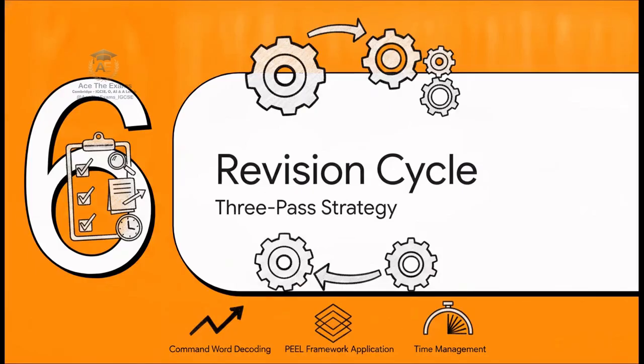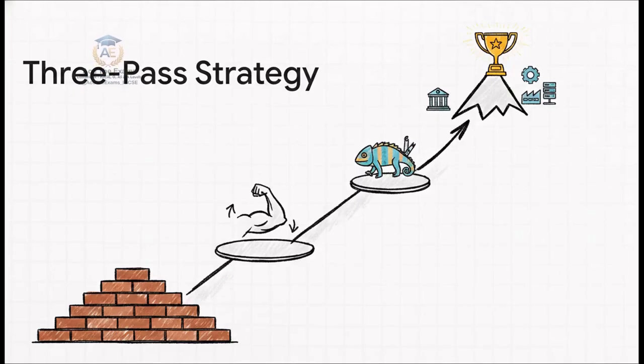Section 6. The 3-pass revision cycle. We have covered the dense theory, the common errors, and the exact exam methodology. Now we arrive at the final system, the cheat sheet recap. To deeply ingrain these 3 rules for top marks, command word decoding, PEEL framework application, and your time management matrix, you need a disciplined revision strategy. A truly strong revision cycle should include exactly 3 passes.